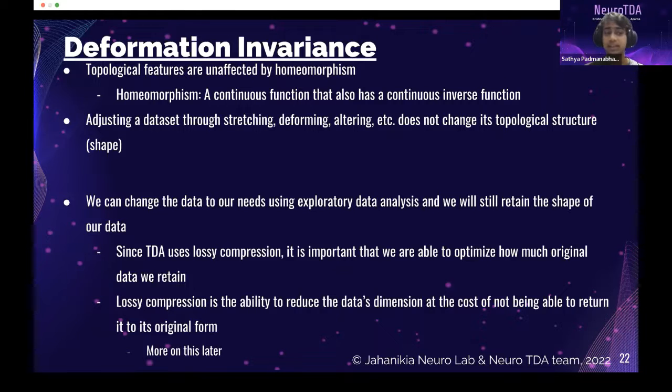For example, what that means is that stretching, deforming, or altering a data set doesn't change its shape or topological structure. So this means that we can use exploratory data analysis to cut and clean our data, but we can still retain that overall shape, or at least keep track of it. And that is important because TDA uses lossy compression. Since the volume of data is very high dimensional, we want to cut down that data. By using lossy compression, we lose some of the original data, but we can optimize how much we lose by retaining the same shape of that data. And since shape is all we care about in this project and the most important part of it, that's what we want to be able to retain no matter what.